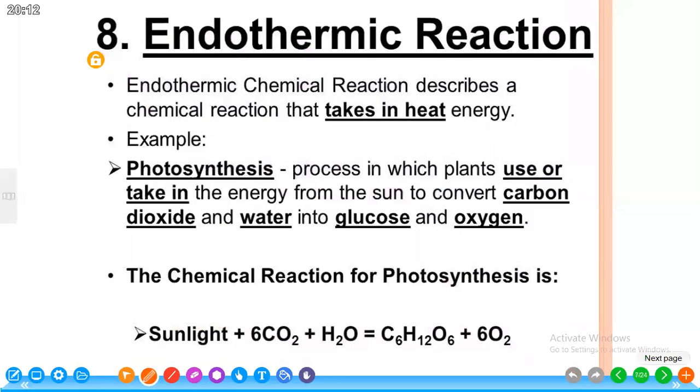The examples are photosynthesis. Photosynthesis is also an endothermic reaction, because the plant takes in energy from the sun to convert carbon dioxide and water into glucose and oxygen. So the chemical reaction for photosynthesis is sunlight plus carbon dioxide plus water. The product formed is glucose and the byproduct is oxygen. Okay.